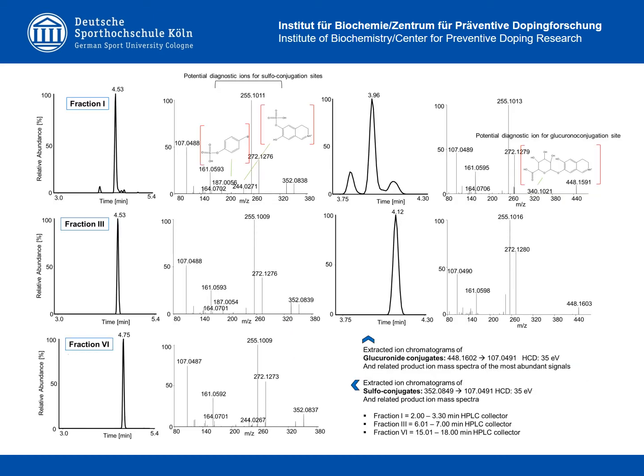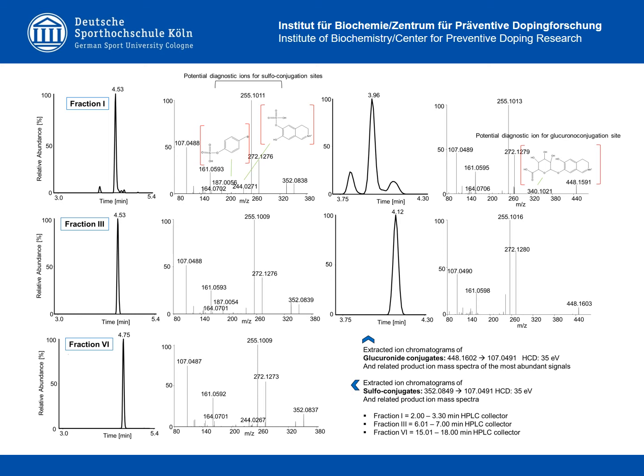Here we have the results of the investigation into structural characteristics of the metabolites. On the left side, extracted ion chromatograms of sulfate conjugates, and on the right side, the ones from the glucuronide conjugates from the different fractions obtained with the HPLC collector. For the sulfate conjugates in fractions 1 and 3, we can observe with the same retention time one sulfate conjugate or maybe two different ones. In order to confirm if they are two different ones, further experiments will follow. And in fraction 6, we can observe with a different retention time another sulfate conjugate.